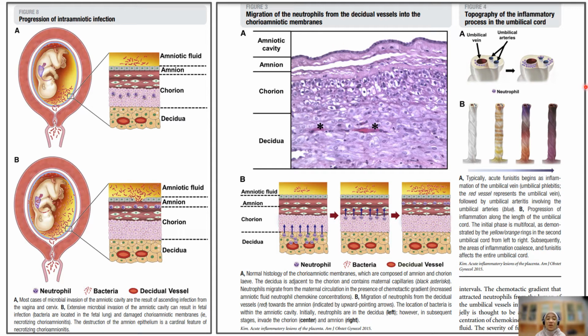Placental infection or inflammation may be manifested in the umbilical cord also. As we can see here, the darker cord means that inflammation has involved not just one vessel but many vessels: the two umbilical arteries and one umbilical vein. In this case, we can observe the neutrophil infiltration surrounding the wall of the arteries and the wall of the vein.